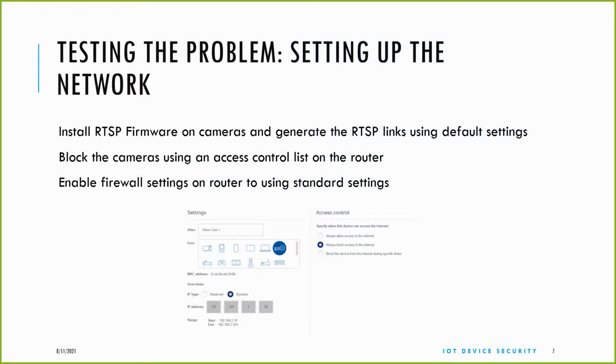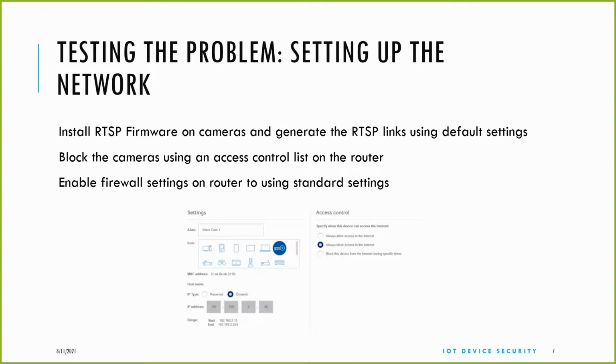So setting up the network, we set up the network much like the diagram suggested, minus the IPS. We installed the RTSP firmware on the cameras and generated the RTSP using the default settings. The RTSP firmware was provided by Wyze. It allows you to have your camera set up as general IP cameras using the real-time streaming protocol. We then blocked the cameras using an access control list on the router. This prevented them from communicating with the Wyze servers. However, it still allowed them to communicate over the local network. This was part of our isolation protocol for the camera.